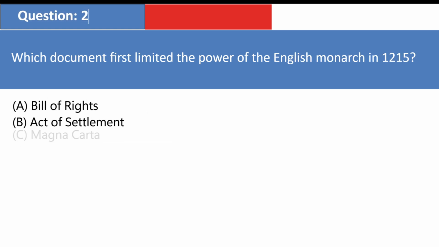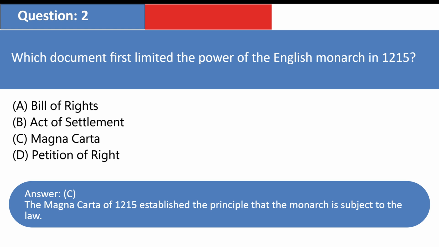Which document first limited the power of the English monarch in 1215? A. Bill of Rights. B. Act of Settlement. C. Magna Carta. D. Petition of Right. Answer: C. The Magna Carta of 1215 established the principle that the monarch is subject to the law.